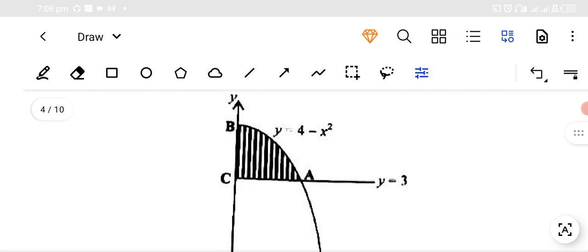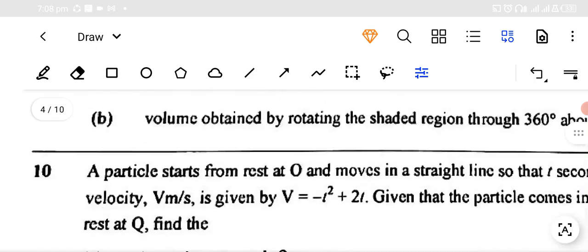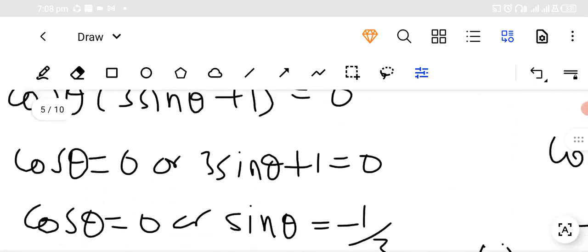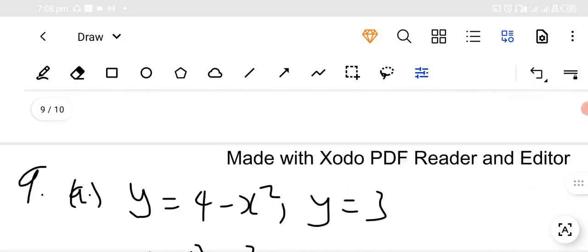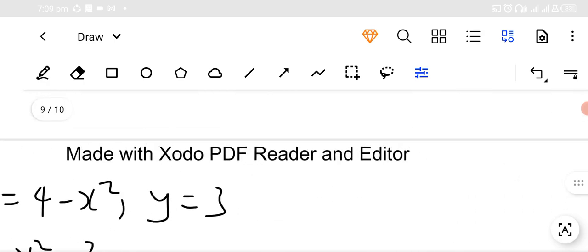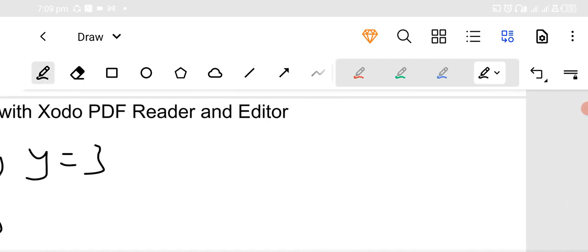So it means that we are integrating with respect to y. We need to form an equation having y. So y is equal to 4 minus x squared. y as the variable, not y as the main equation. Okay. So here we're going to say, so y is equal to 4 minus x squared.